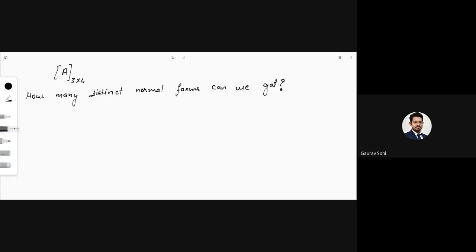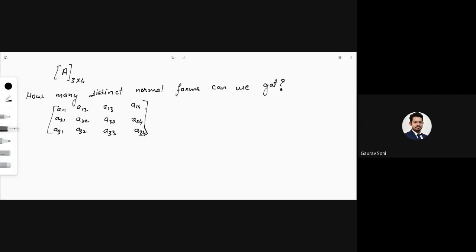Listen to the question carefully. How many different normal forms can you get? Okay. For your convenience, I'll make a 3 by 4 matrix. Sir, 20. A11, A12, A13, A14, A21, A22, A23, A24, A31, A32, A33, A34.